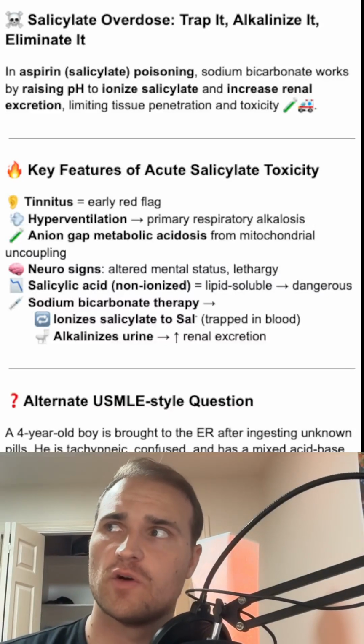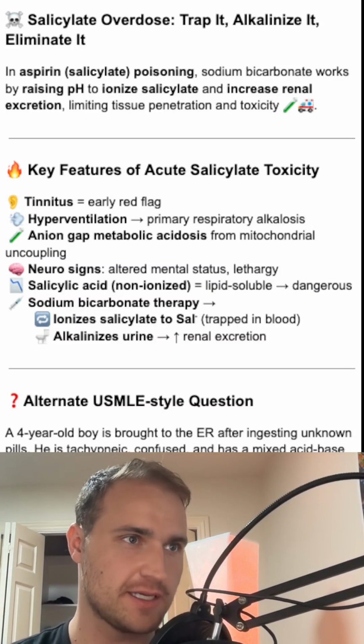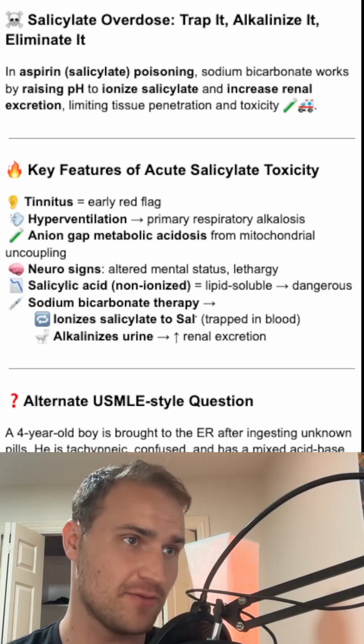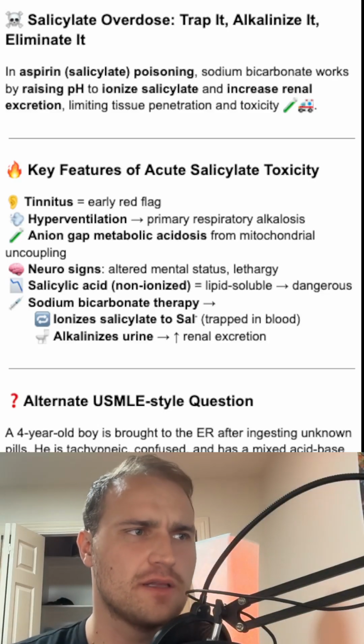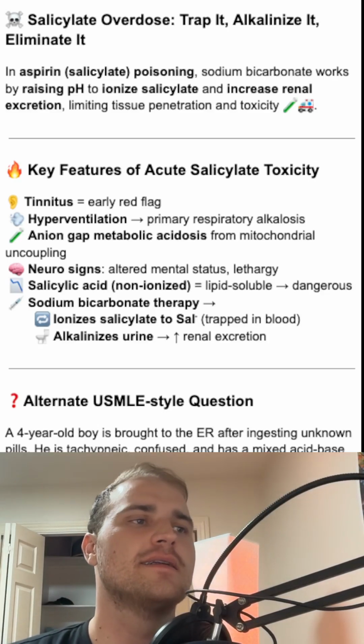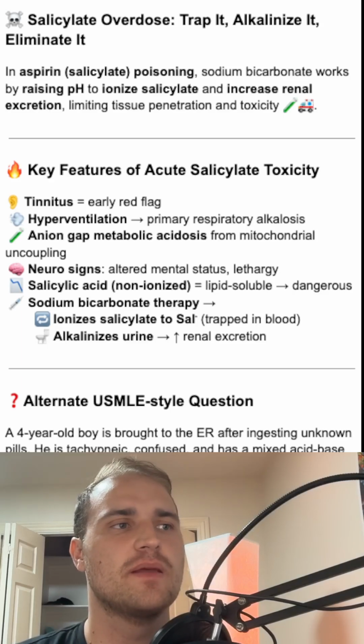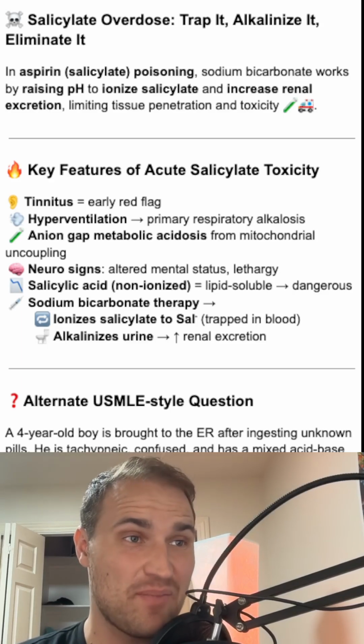Fight fire with fire, more like fight acid with base. This is acute salicylate toxicity, which is just like aspirin. Aspirin, salicylic acid. All right, so there's a kid who took a lot of it. They're going to be vomiting, with tachypnea. They're going to be breathing really quickly, with high anion gap metabolic acidosis.